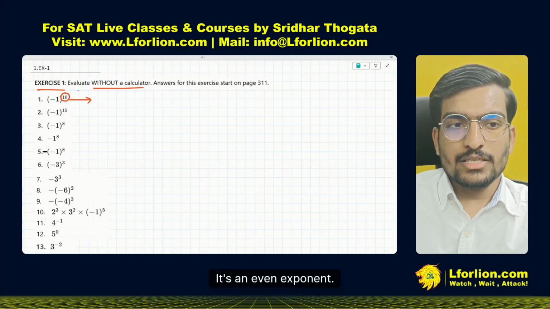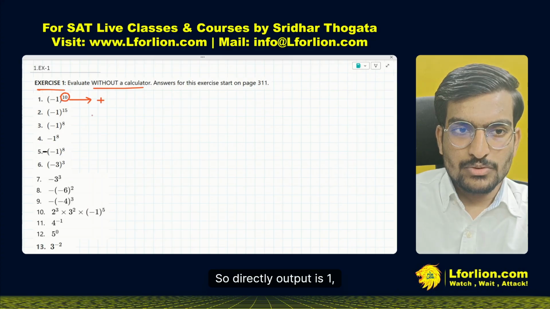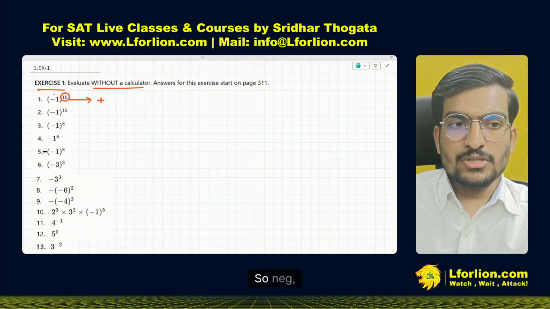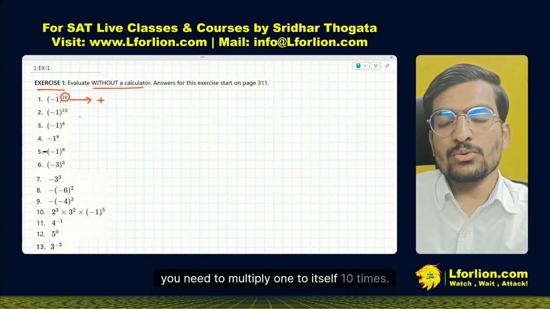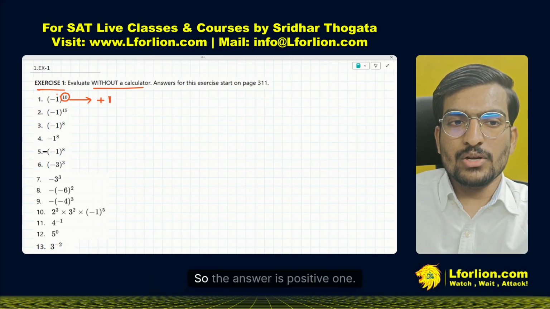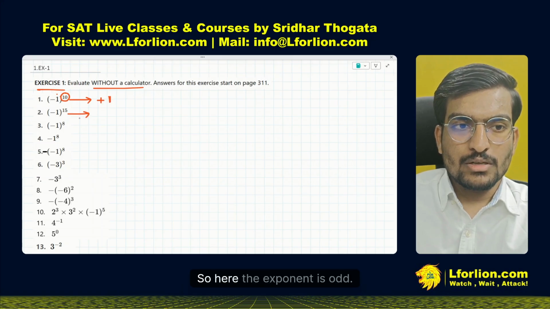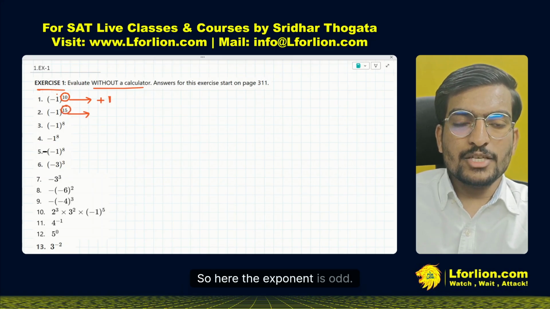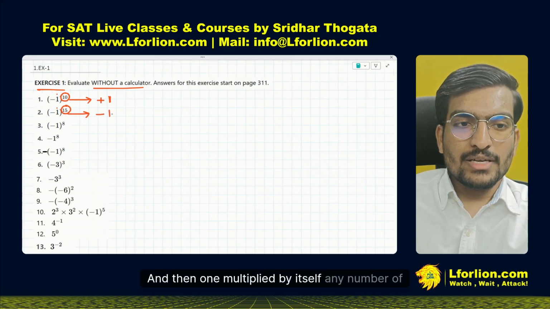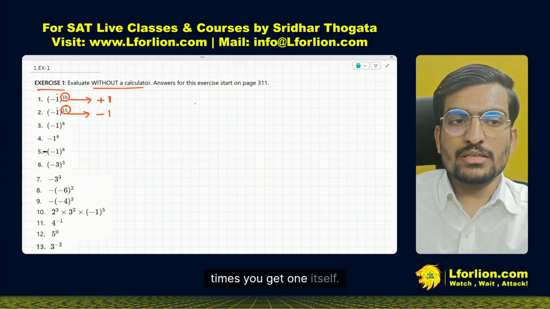It's an even exponent, so directly the output sign is positive. You need to multiply 1 by itself 10 times, and if you multiply 1 by itself 10 times, you end up with 1 only. So the answer is positive 1. Here the exponent is odd, so directly you end up with a negative sign, and then 1 multiplied by itself any number of times gives you 1 itself.